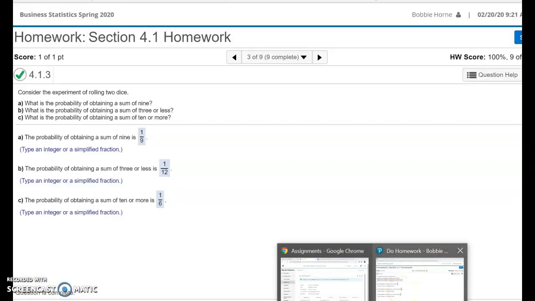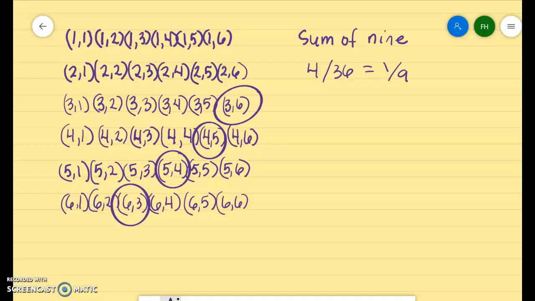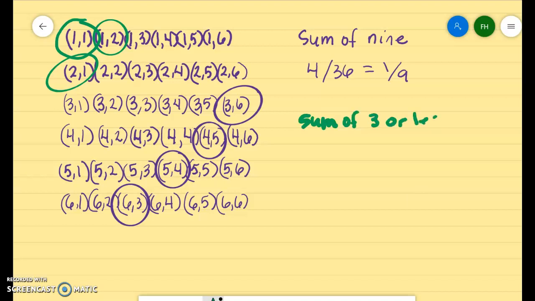Now let's look at the probability of obtaining a sum of 3 or less. So this time we're looking for a sum of 3 or less. Well, 1 plus 1, 1 plus 2, 2 plus 1, and I believe that is it. So a sum of 3 or less would be 3 out of 36, which would simplify to 1/12.